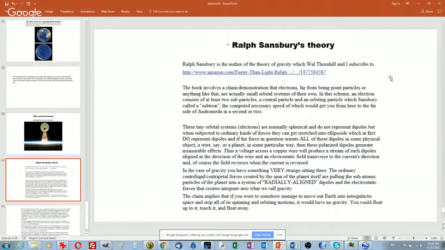What we're going to be talking about is Ralph Sansbury and the theory of gravity, which Will Thornhill and I subscribe to. And again, I'll have this document available in the Ganymede Hypothesis group on Facebook, in the file section, and this will just be a link, okay? What exactly was Ralph Sansbury talking about when he spoke about gravity? Okay, and why would Sansbury's theory of gravity be more amenable to being explained in such a way that you can believe that it could have been attenuated in this age when you had all of the static electricity floating around?